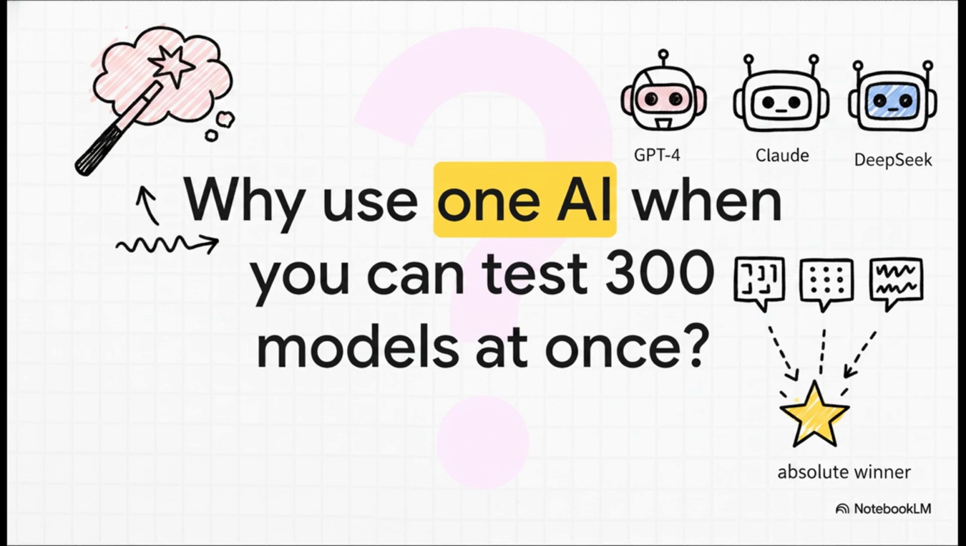There are actually platforms out there, like one mentioned in the source called Multi, that let you run your single magic prompt through multiple top-tier models all at the exact same time. Imagine just hitting enter once and watching GPT-4, Claude, and DeepSeek all race to give you their absolute best answer side by side. You can instantly compare the results and just cherry-pick the winner.